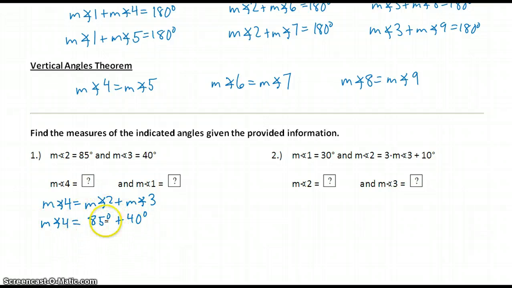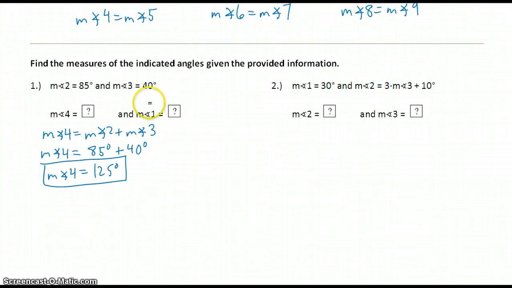Doing my math, combining my like terms, these are both degrees, so I can add them together. 85 degrees plus 40 degrees is 125 degrees. In order to solve for angle 1, I want to find a relationship between angle 2, angle 3, and angle 1.